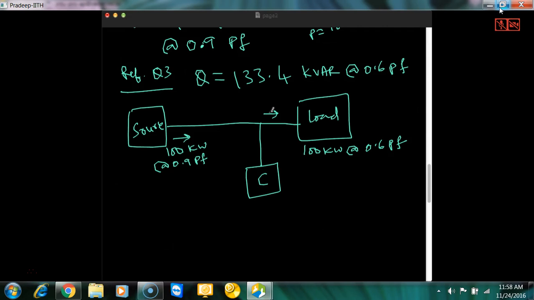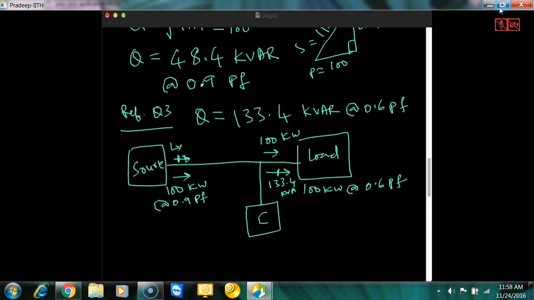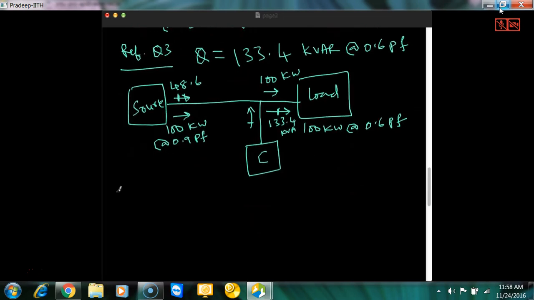So here, what is the power going? Active power is 100 kilowatt and the reactive power is 133.4 kVAR. But then from the source side, the reactive power coming is only, we just calculated it, 48.4. So the remaining reactive power should be coming from the capacitor. Okay, so that is the calculation we have to do. So, reactive power from capacitor.